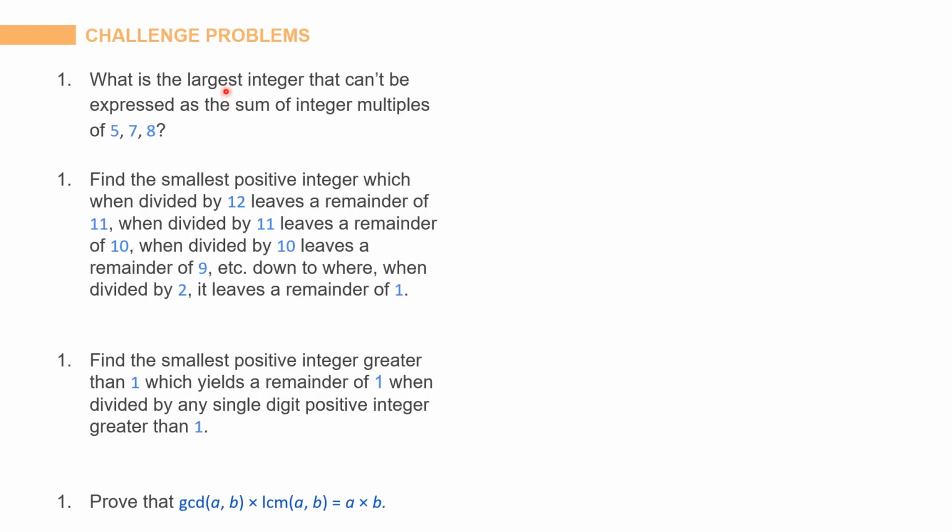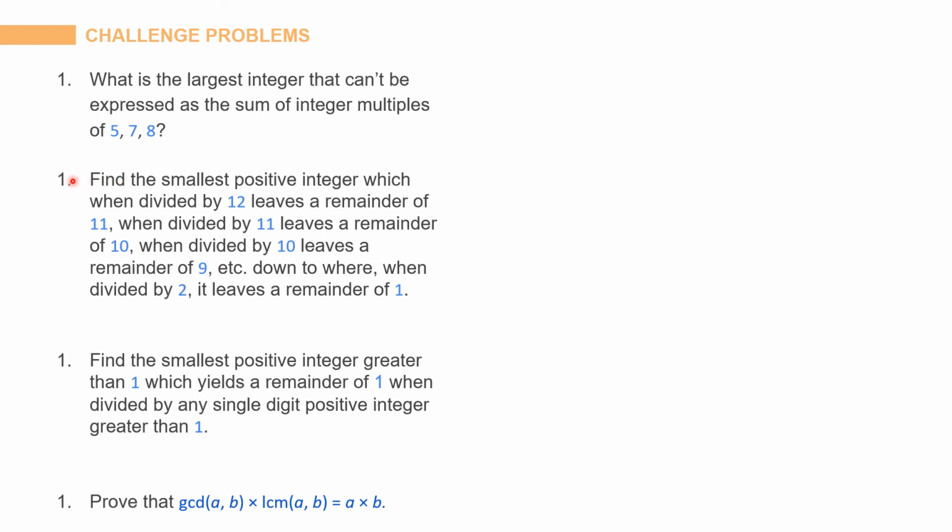And finally, on to this week's challenge problem. What is the largest integer that can't be expressed as the sum of integer multiples of 5, 7, and 8? So you can't use the Chicken McNuggets theorem here. You have to use some logic and understanding of how we find that.